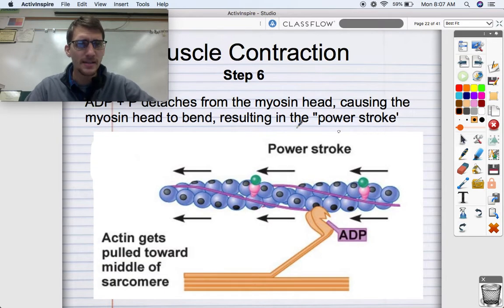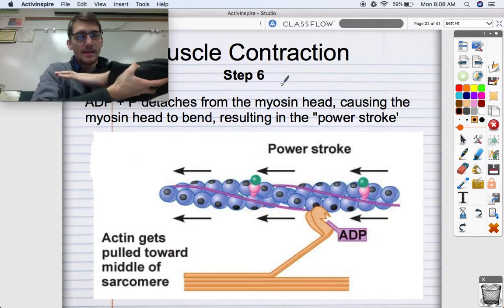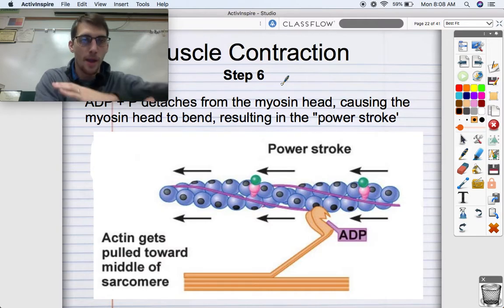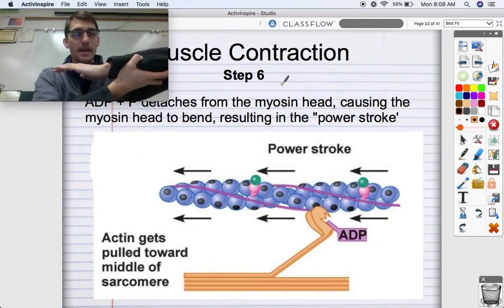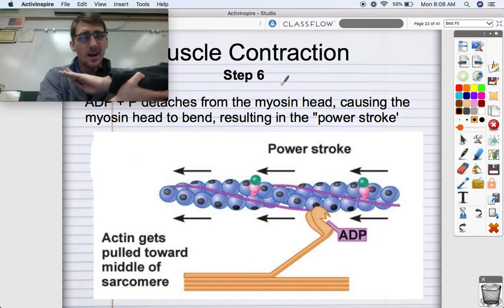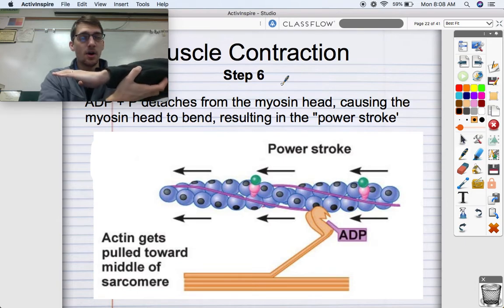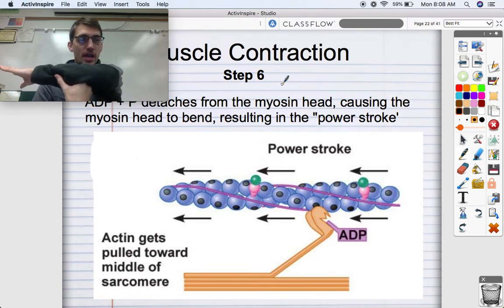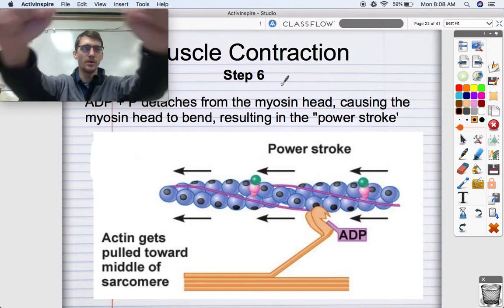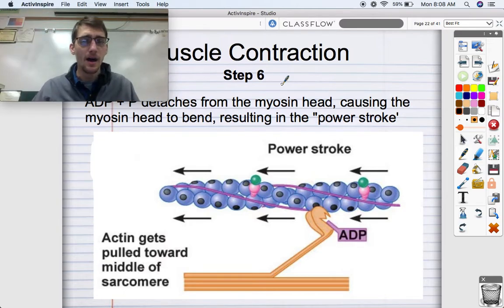Now, in order to get it to contract, we need to start pulling. So what we're at right now: myosin binds to the actin, and ADP plus P detaches from the myosin head, causing the myosin head to bend, resulting in the power stroke. You have to say it like that. So the myosin changes shape. Once again, ADP detaches, and it causes the myosin to change shape and pull on the actin in one direction. It's almost like a rower, somebody rowing. They pull like that, a power stroke on the actin. So actin gets pulled towards the middle of the sarcomere.